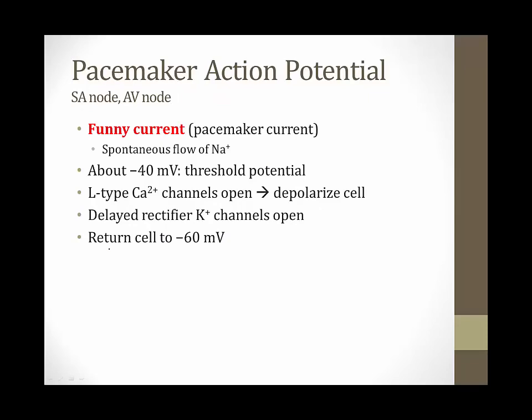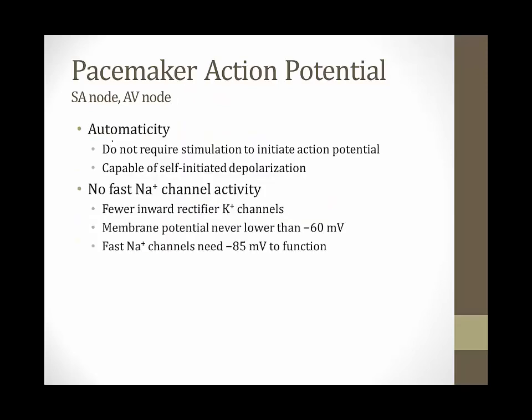On this slide, I've summarized the key points about the pacemaker action potential. These cells have what's known as a funny current or a pacemaker current. It is a spontaneous inward flow of sodium ions. This causes phase 4 of the action potential to have an upward slope. Once the cells reach about minus 40 millivolts, that's the threshold potential, L-type calcium channels open and depolarize the cell. When the membrane voltage becomes positive, those channels will close and delayed rectifier potassium channels will open. This will cause potassium to leak out of the cell and return the cell to its resting potential of about minus 60 millivolts.